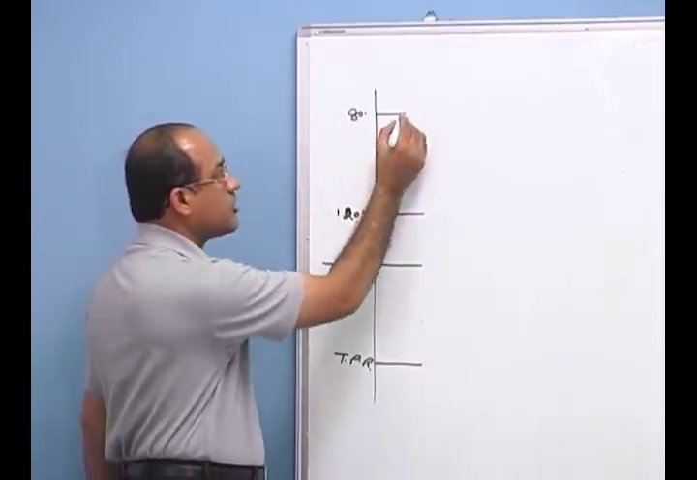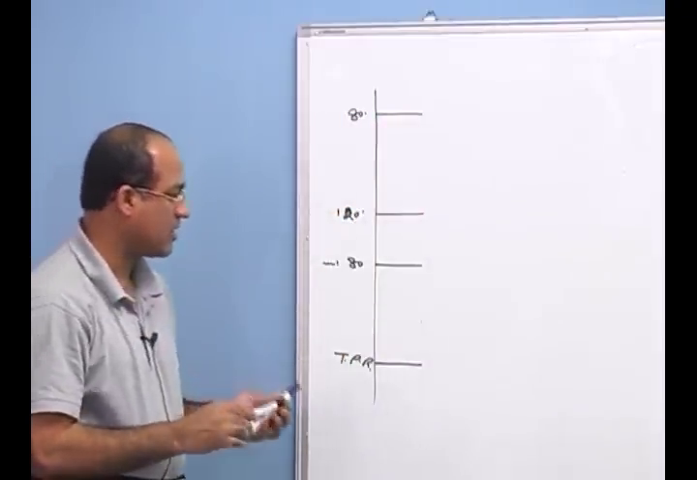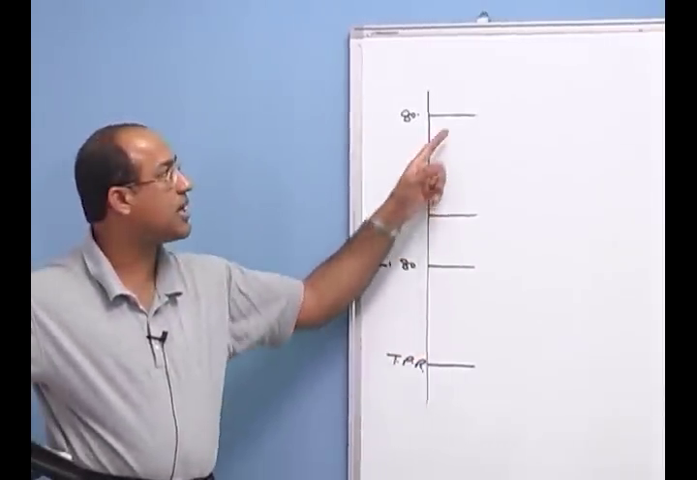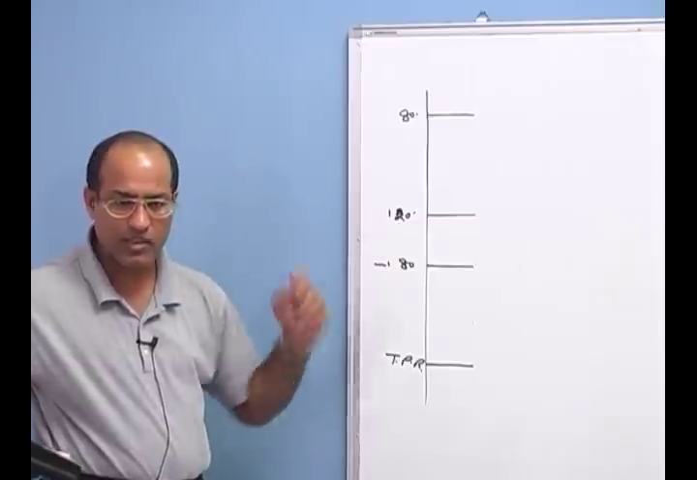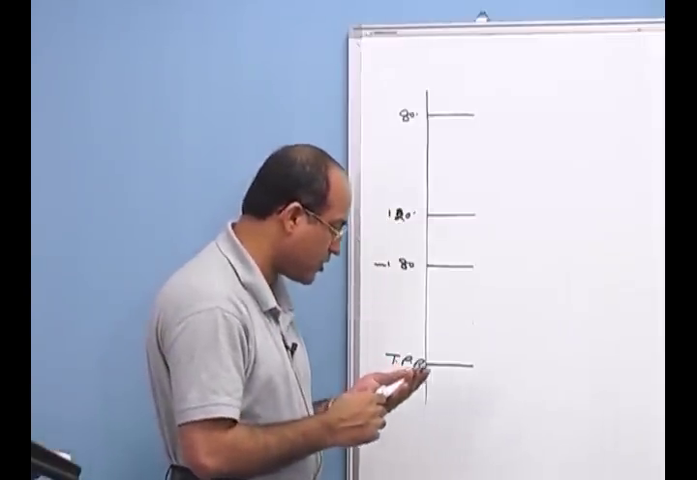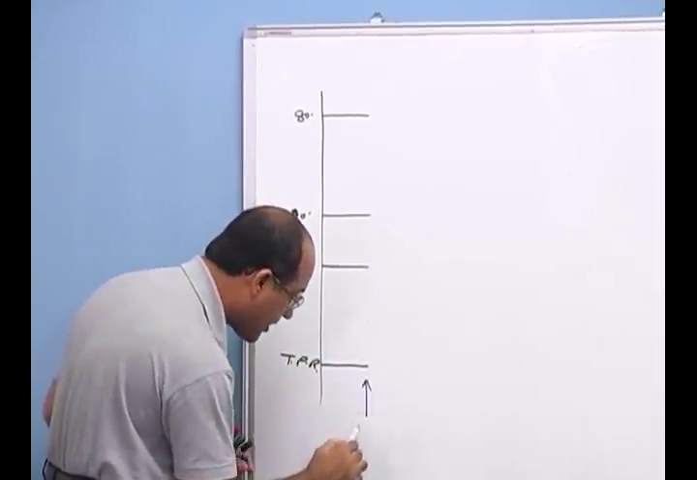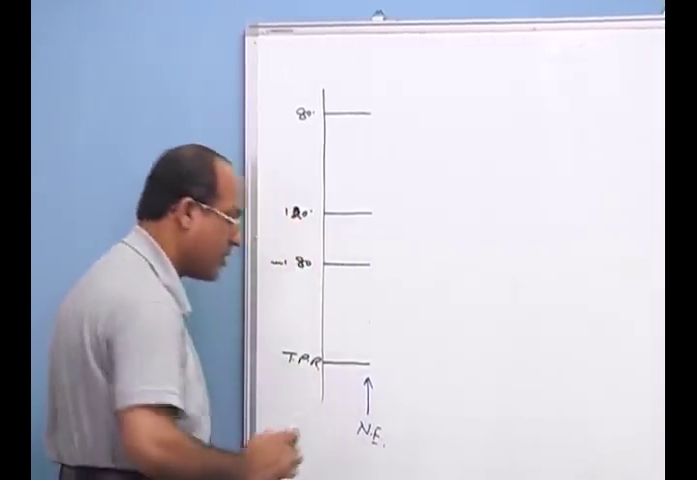Is that right? Now this is a profile of a normal person. Total peripheral resistance is normal, diastolic is normal, systolic is normal, and heart rate is normal. Now we inject a drug. Let's suppose you inject norepinephrine. You give an injection of norepinephrine first of all.